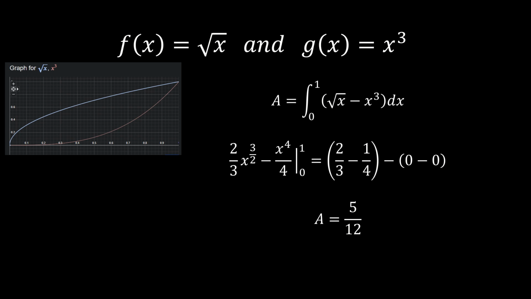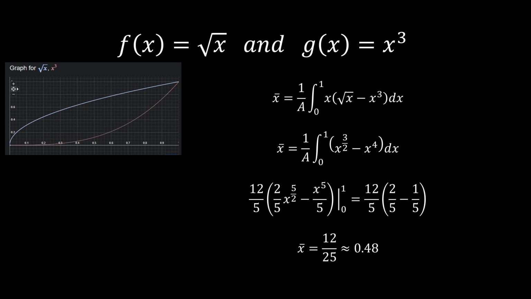After we take the integral, that would just be x to the 3 halves times 2/3 minus x to the 4th divided by 4 from 0 to 1. That becomes 2/3 minus 1/4 minus 0 minus 0. And that eventually gives us the area, 5/12. If we were doing these in units, you would usually see these in some unit of measurement squared, usually meters squared or inches squared, but that would be for area.